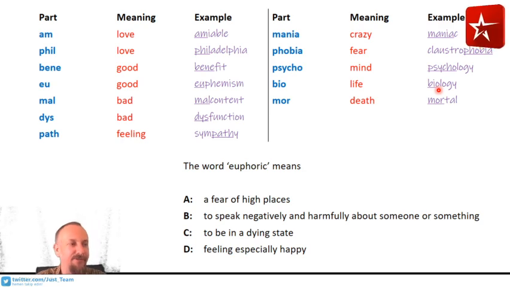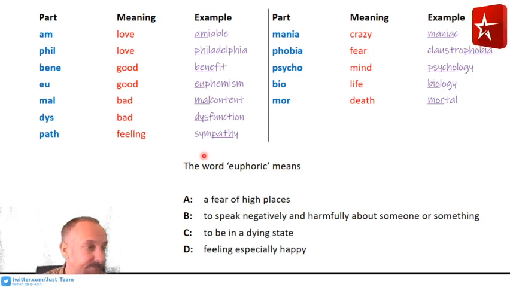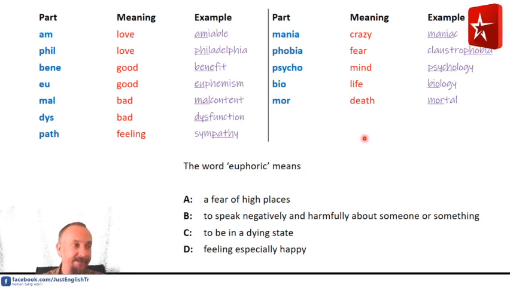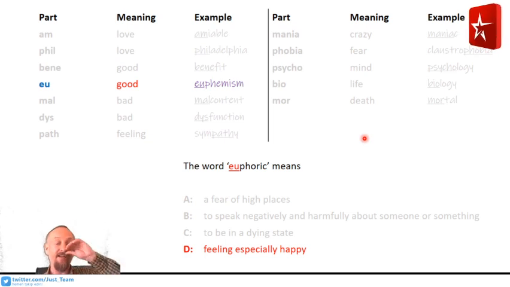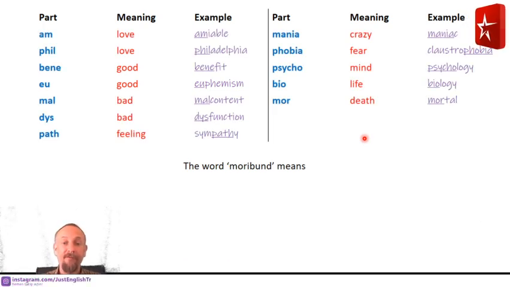Yeah, that's correct, Jada. Path as a noun form is something that we walk upon. But as a root form, when we use it with other prefixes and suffixes, it basically means feeling. Everybody's in there, D. Feeling especially happy. I'm feeling euphoric today. I'm feeling happy.